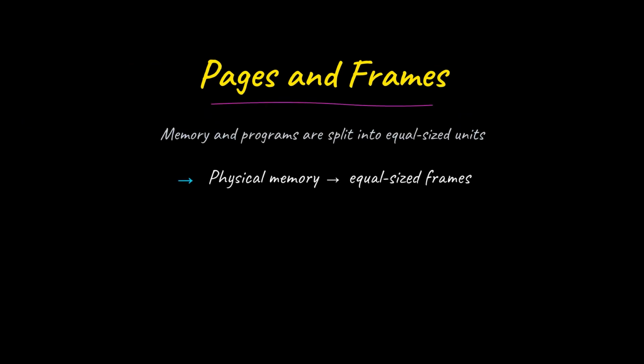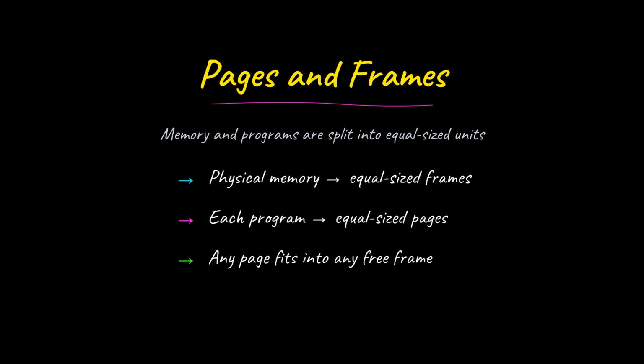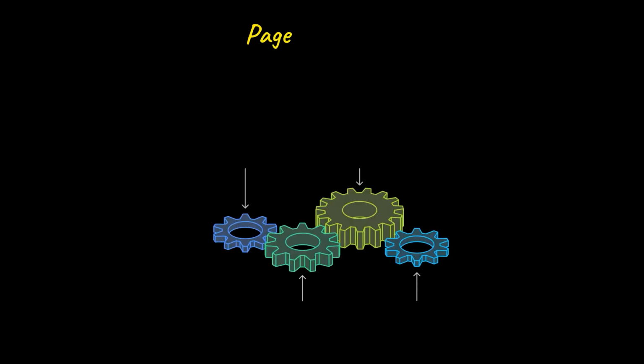Physical memory is divided into fixed-size blocks called frames, and each program is divided into equal-size pieces called pages. Because pages and frames are the same size, any page can be placed into any free frame. The program's pieces may end up scattered anywhere in memory.